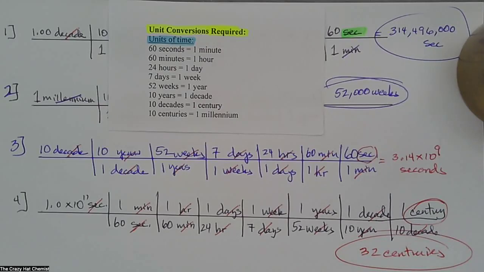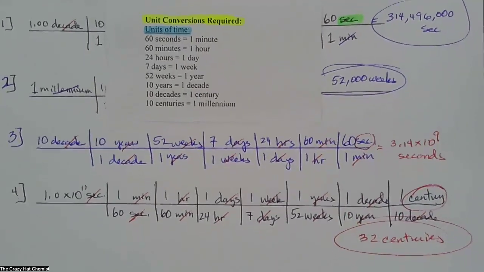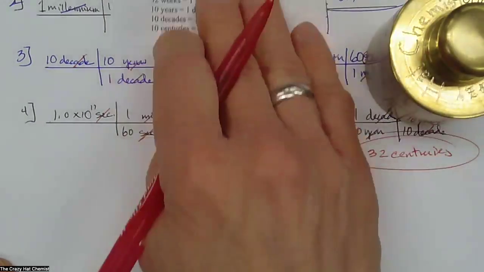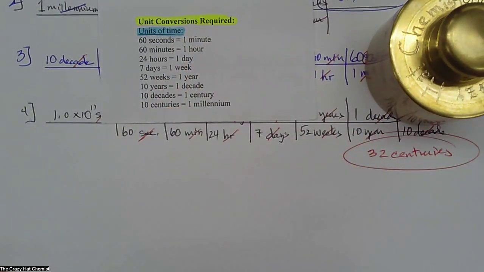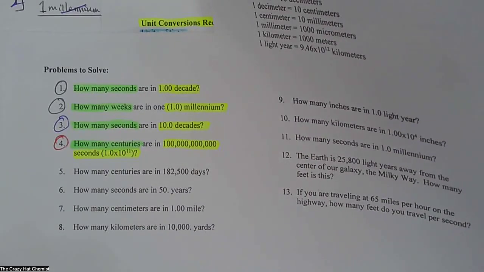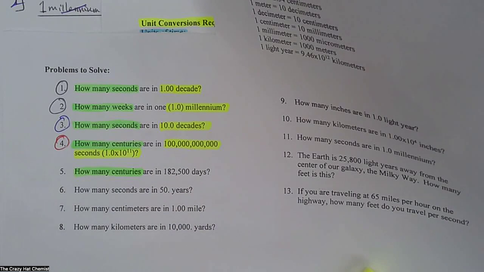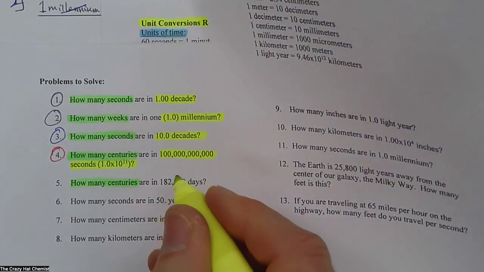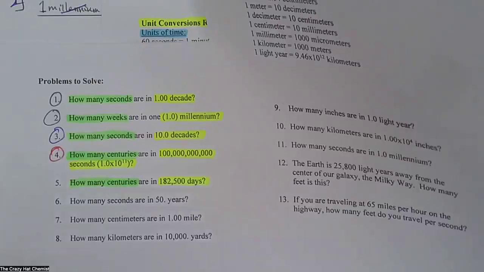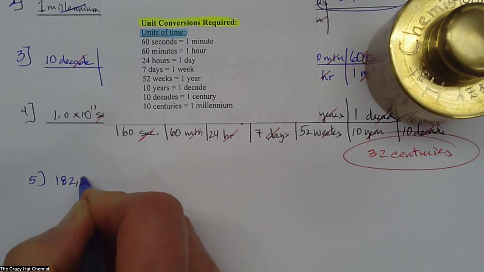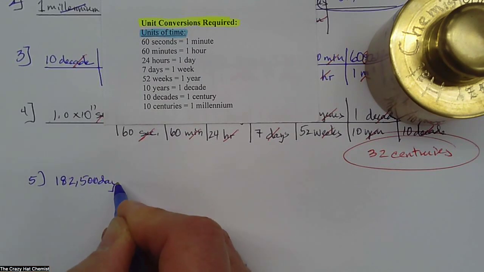Perfect. Let's see if we can keep on doing a number of these. We have a whopping 13 of these to do, and hopefully these, if you actually do these, will be very helpful for the stoichiometry portion that we will do eventually here. Number 5 is the following. It says, how many centuries, that's what we're looking for, are in 182,500 days?